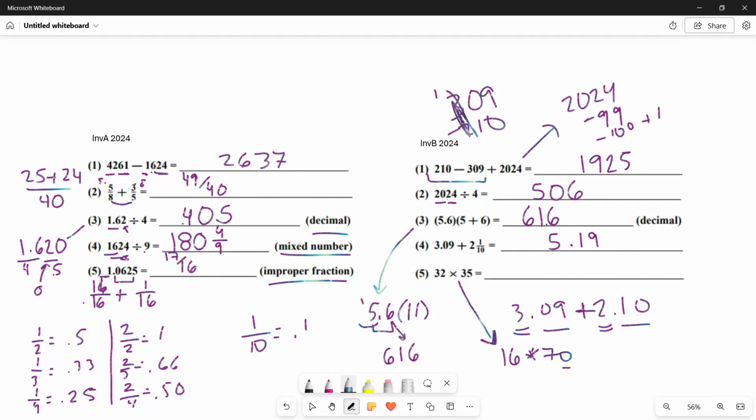It ends in a 0, so I'm going to place the 0. And then I'm just going to multiply by 7. So 7 times 6 is 42. Carry the 4. 7 times 1 is 7. Plus 4 is 11. And that's it.